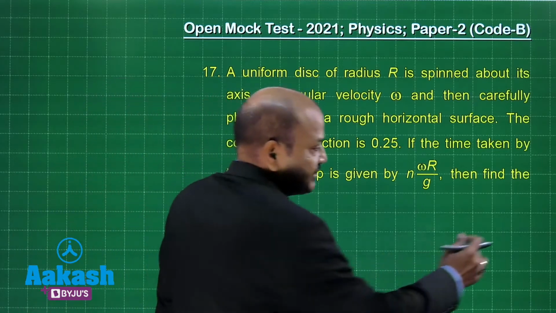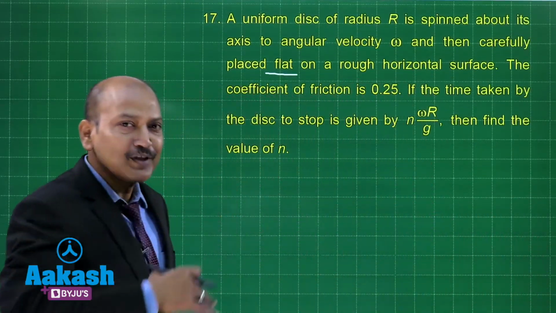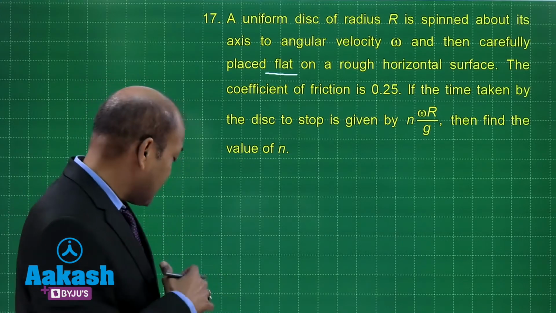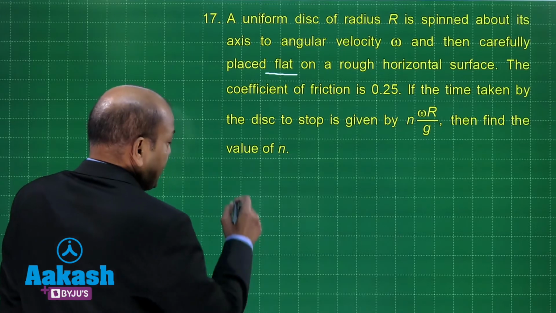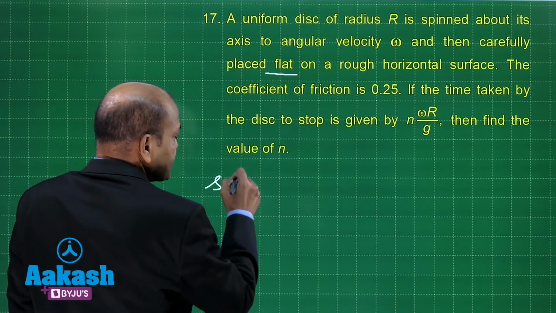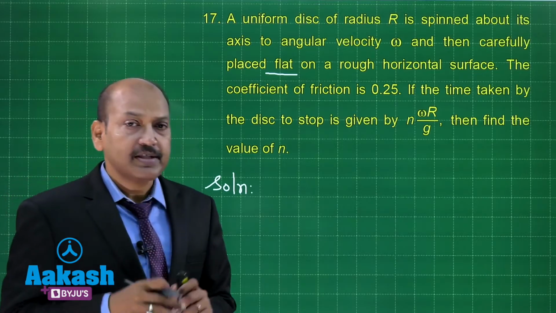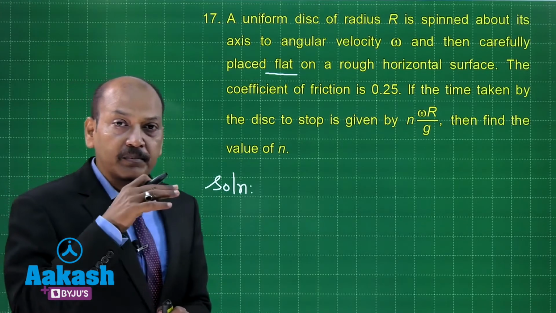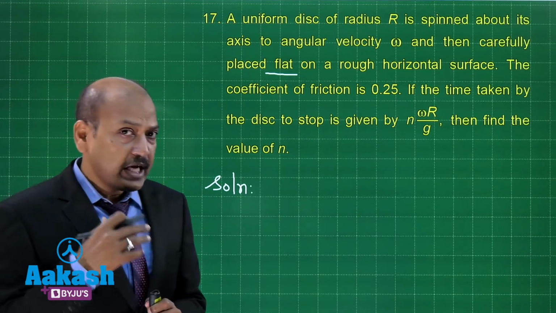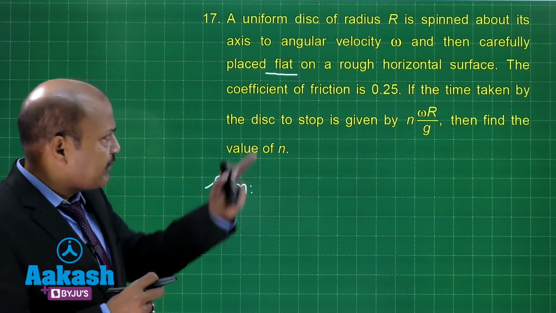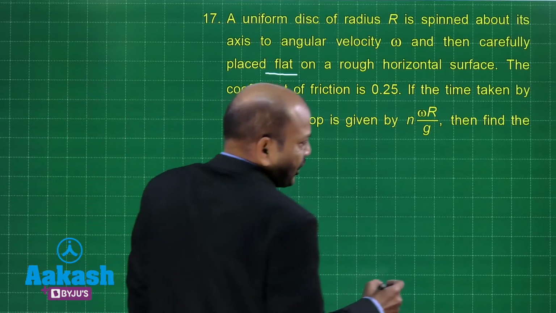So, as I said, the fact that the disk is placed flat on the rough horizontal surface has a different meaning altogether, and what this means is that in order to calculate the torque produced by friction, the retarding torque, we have to be a bit careful. We have to take this point into account. How to find that torque?